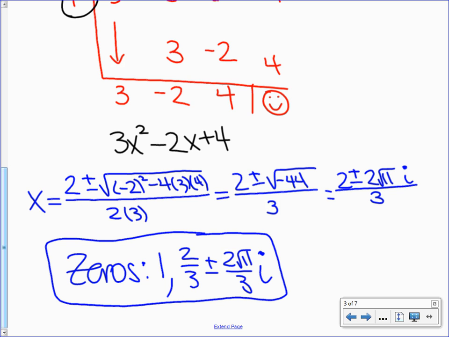I will tell you on your homework, I think your zeros will be a little bit nicer than that, but it is possible that you will have to use the quadratic formula if you cannot factor. If you'd rather complete the square, go for it, but I wanted to do at least one example of the quadratic formula in class.